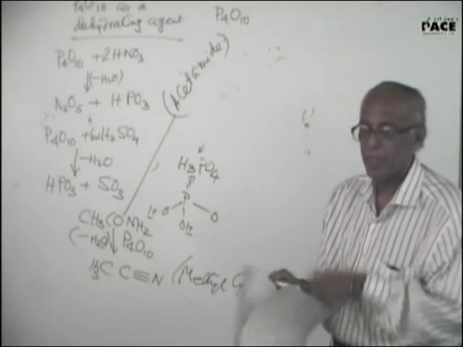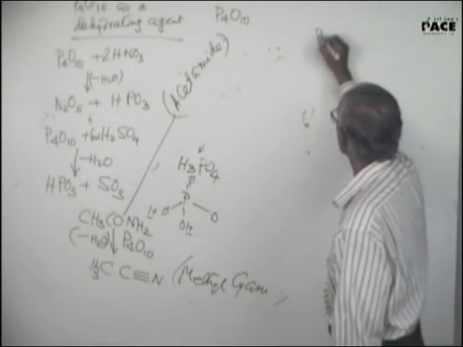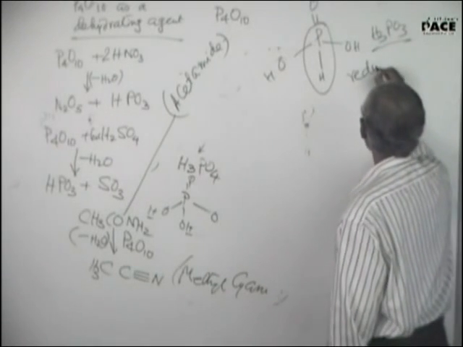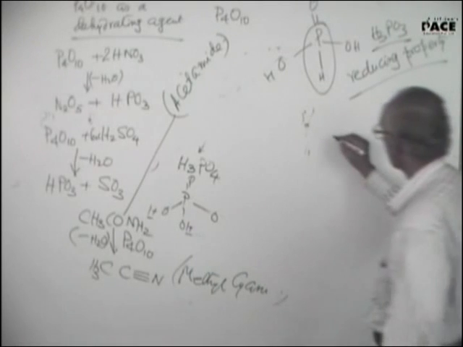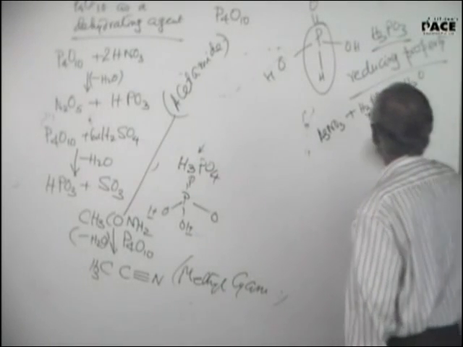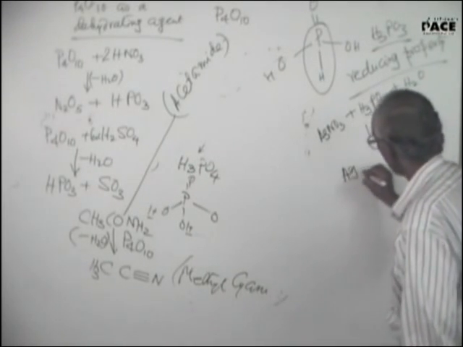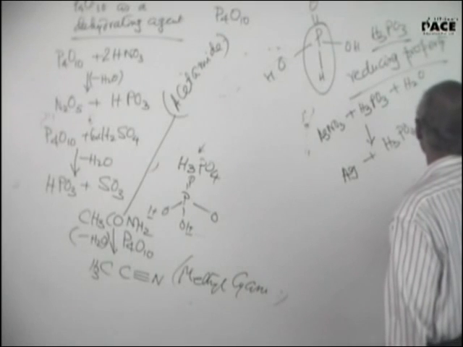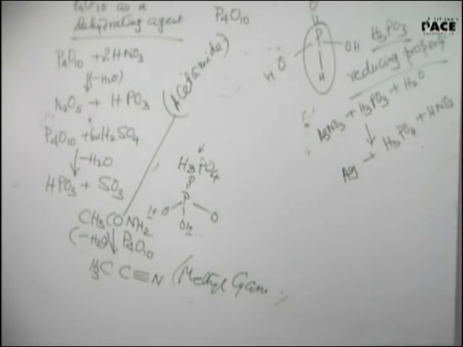Phosphorus acid, because there is a P-H bond present, shows reducing behavior. So if you take silver nitrate and phosphorus acid plus water, you get metallic silver, phosphoric acid and nitric acid. So phosphorus acid acts as a reducing agent. It reduces Ag+ to metallic silver, and gets oxidized to phosphoric acid. The nitrate ion converts into nitric acid.